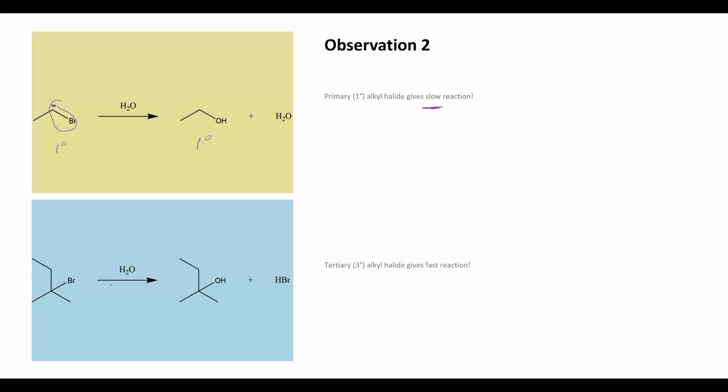This primary alkyl halide gives us a slow reaction. On the bottom example, we have what we call a tertiary alkyl halide. And this is tertiary because there are 3 carbon atoms that are bonded to the carbon that is bonded to the bromine. So this carbon here is bonded to the bromine. There's 3 other carbons that are directly bonded to it. That's what makes it tertiary. It forms a tertiary alcohol. And this reaction occurs very fast. So once again, why do you think that this is the case?